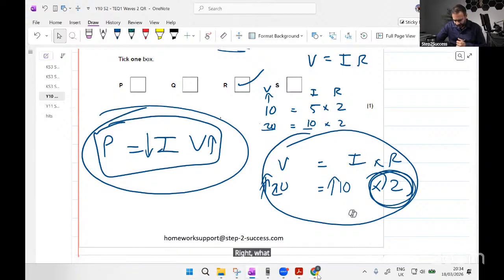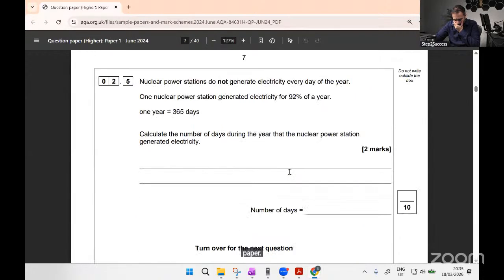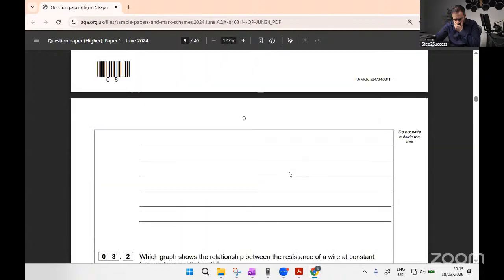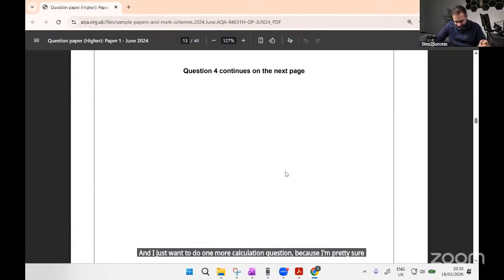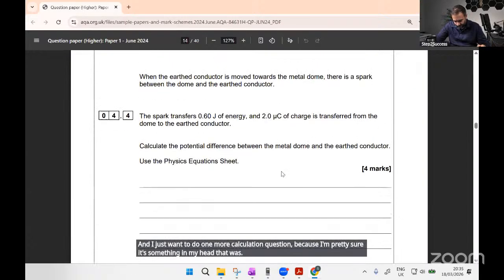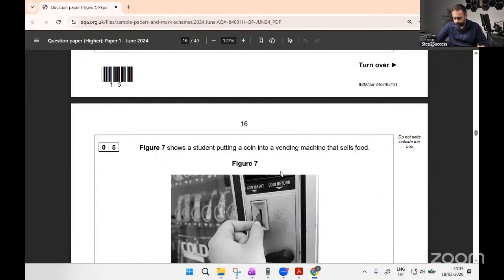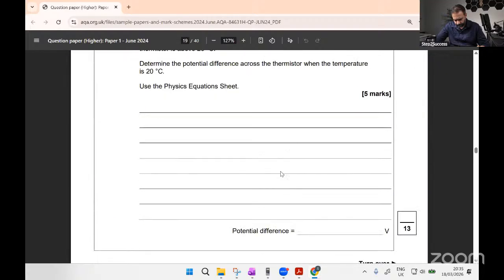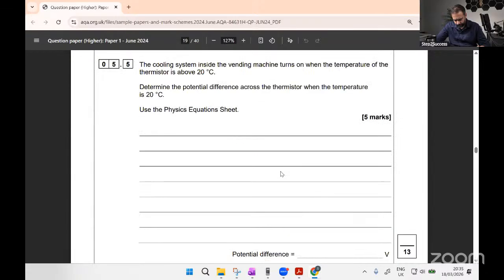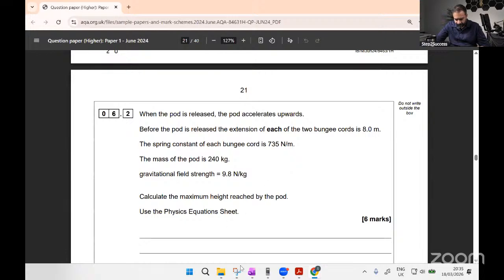Right, what was I doing? Yes, I was doing something on the physics paper. I just want to do one more calculation question because I'm pretty sure there's something in my head that was challenging. Yes, I'm just going to do this question.